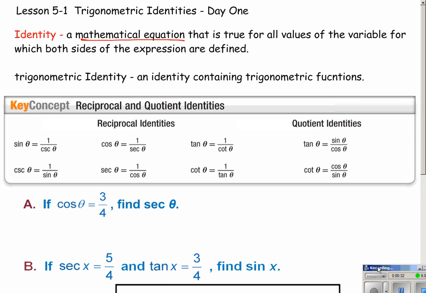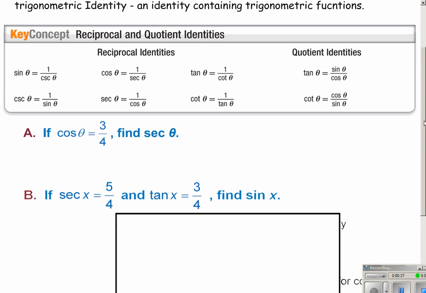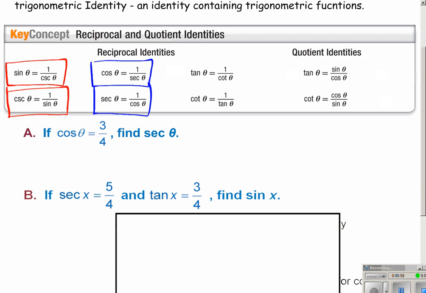We've already come across some trigonometric identities in our earlier study of trigonometry, such as the reciprocal identities: sine of theta is 1 over cosecant theta, and likewise cosecant theta is 1 over sine theta. For cosine, we have cosine theta is 1 over secant theta, and secant theta is 1 over cosine theta. Tangent theta is 1 over cotangent, and cotangent theta is 1 over tangent.